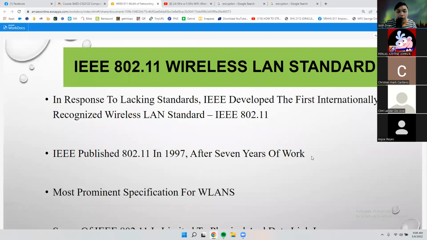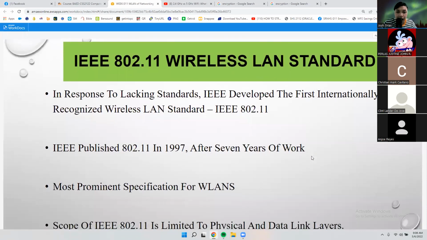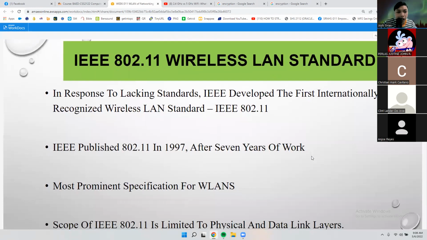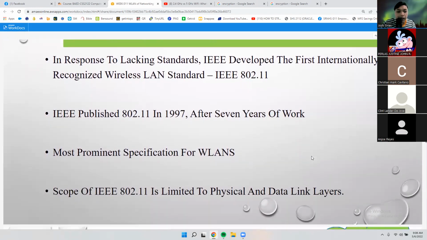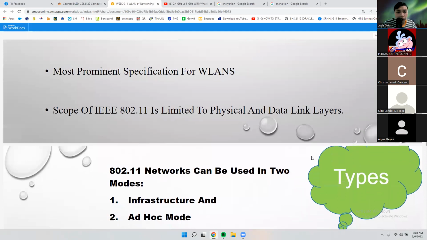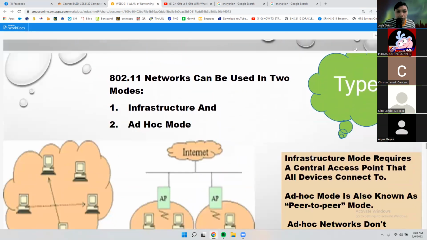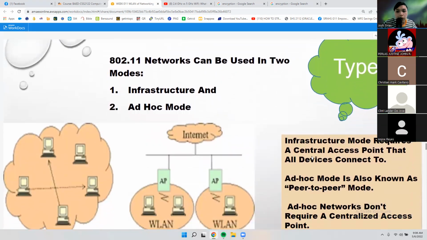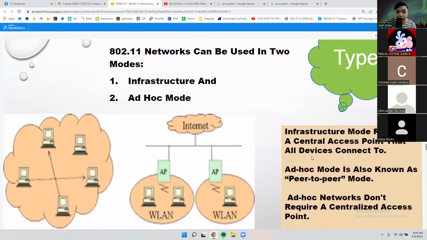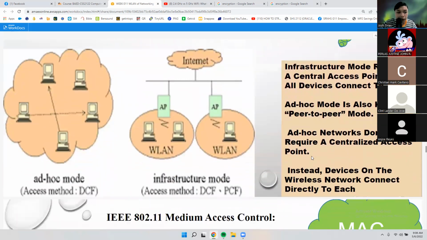So sa LAN standard natin, based on IEEE 802.11 yan. It developed the first internationally recognized LAN standards. It is limited to the physical and data link layers, so doon sa OSI layers natin. Sa types naman, it can be infrastructure and ad hoc mode. So this is the ad hoc and this is the infrastructure. Sa infrastructure kasi, merong access point.